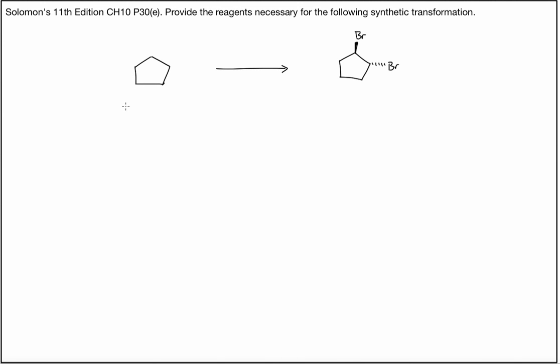So we're starting off with cyclopentane, so this is an alkane. And we're ending up with this dibromide. Notice that it has a specific arrangement of the bromines. They're in a 1-2 relationship and they're trans. So this is a trans vicinal dibromide.